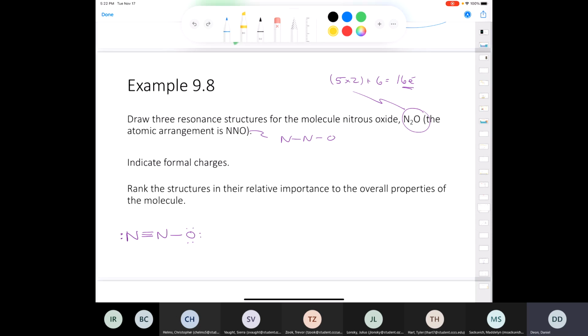I'll just throw this out there to my students. You guys have got enough experience with this by now. Could anybody identify which one of these atoms, if there's any or maybe more than one, would have a formal charge on it? Is there a formal charge on any of these? Not a loaded question.